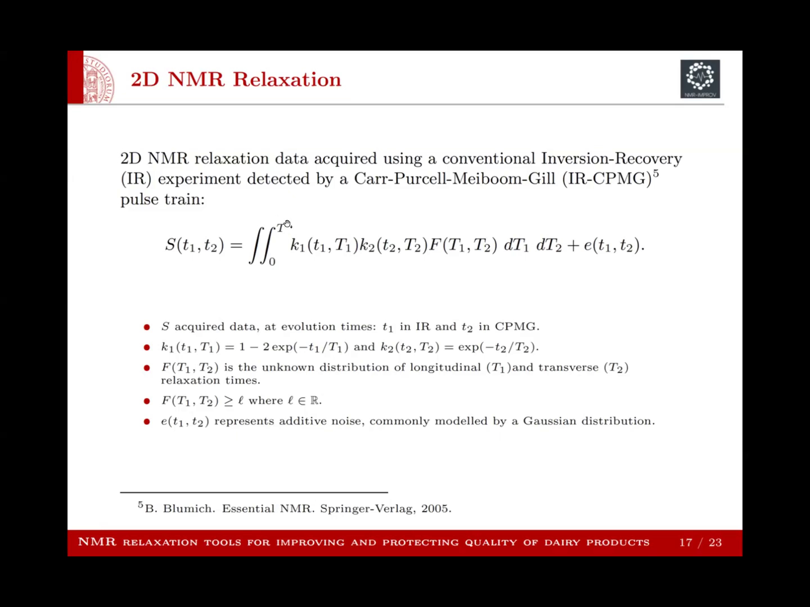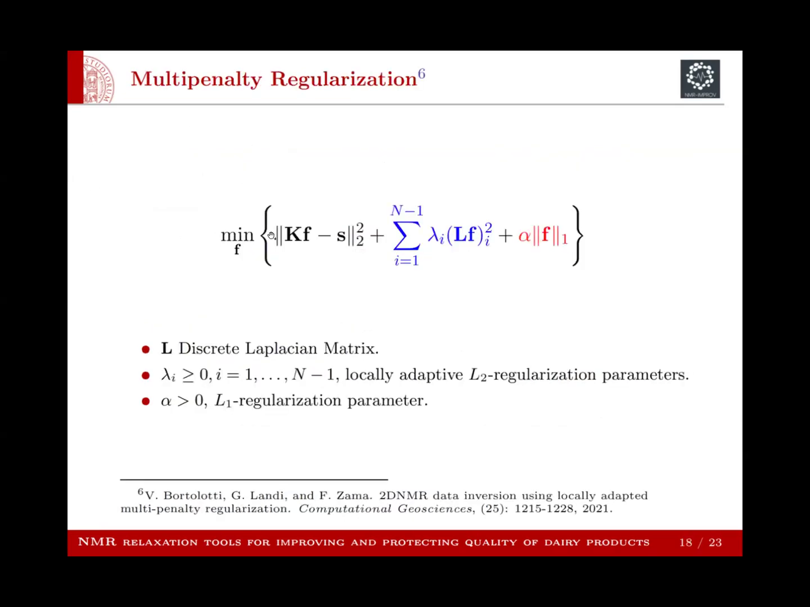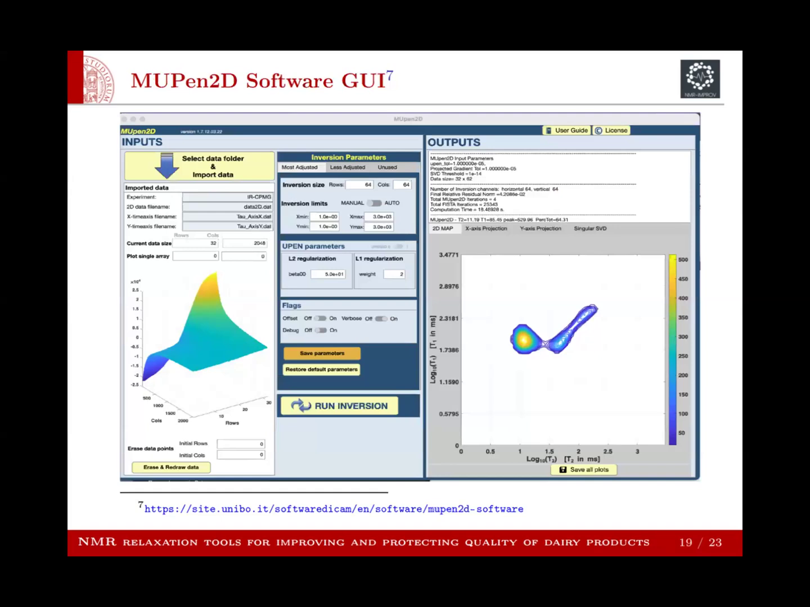And the algorithm of this software is based on the multi-penalty regularization that you saw before. So we have to solve this minimum problem. In this case, we have not just one regularization parameter, but n values of these regularization parameters. In this framework, they are locally adaptive parameters. The graphical user interface of the software is quite similar to the previous one, and you can also download this software from the same site of the University of Bologna.